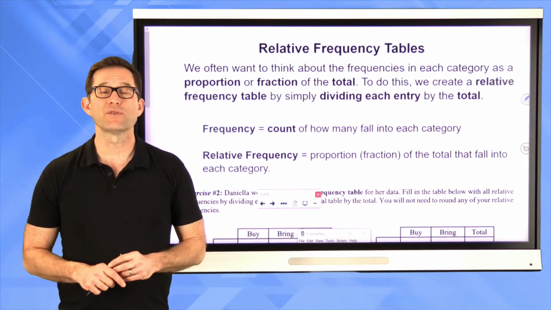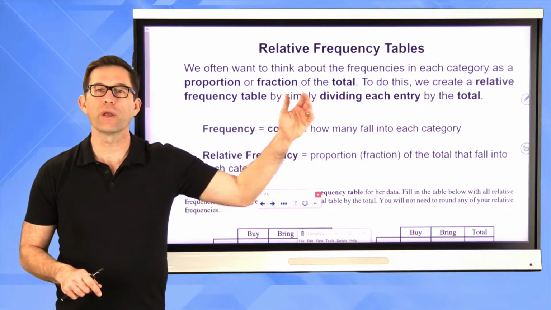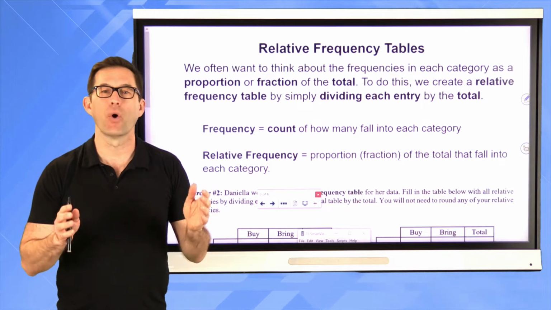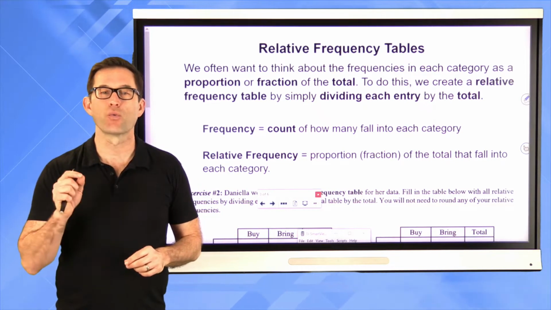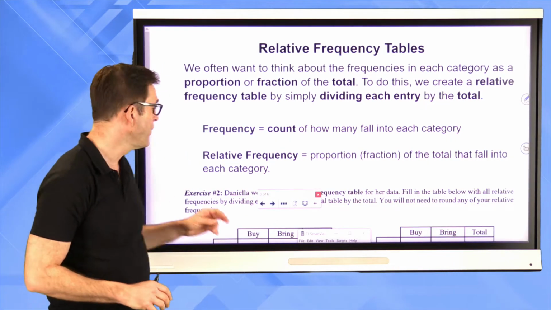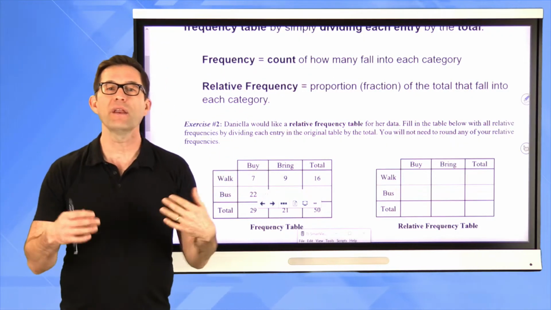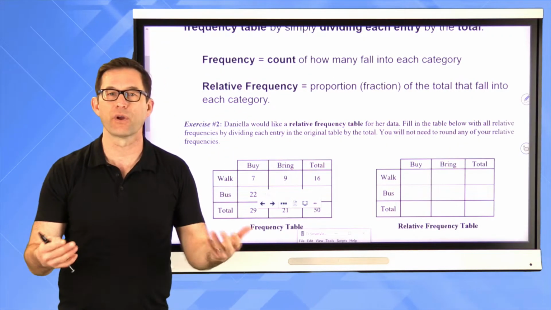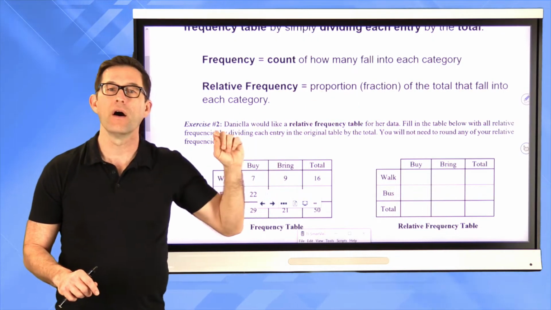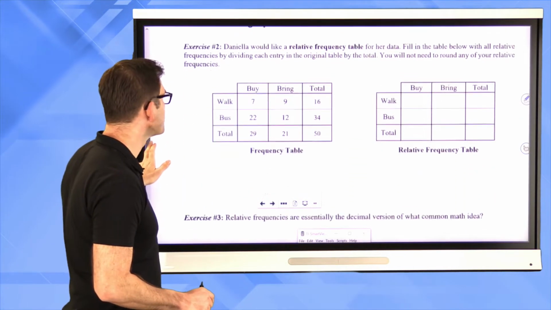Now, the next thing we want to talk about are what are called relative frequency tables. We often want to think about frequencies in each category as a proportion or fraction of the total. To do this, we create what's known as a relative frequency table by simply dividing each entry by the overall total. So this is important, right? In math, a frequency is a count of how many things fall into a category, right? That's a frequency. A relative frequency is a proportion or a fraction of the total that fall in each category. So let's take a look at that in exercise number 2.